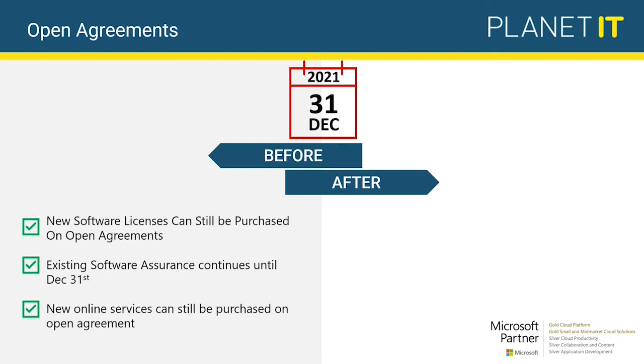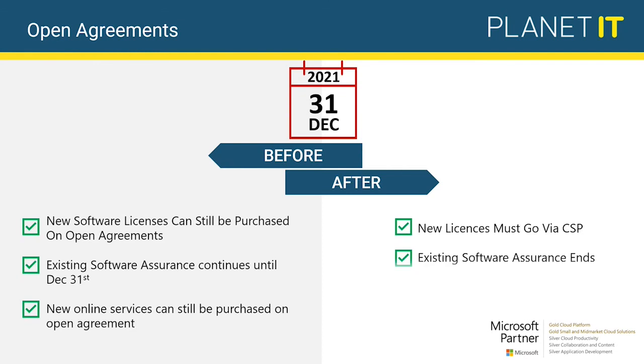So currently, if you're buying on an open agreement, these things on the left-hand side are still in effect till the end of December. So you can still purchase new software through an open agreement. You can still continue to use software assurance until the 31st of December. And you can still add seat-based licenses to open agreements until the 31st of December.